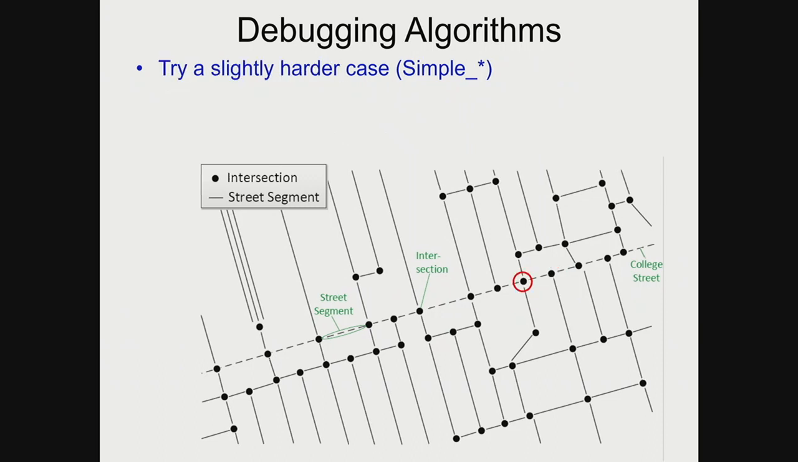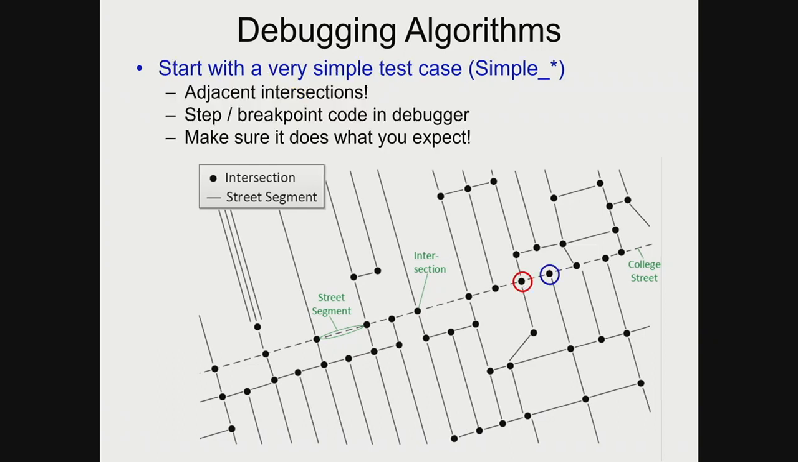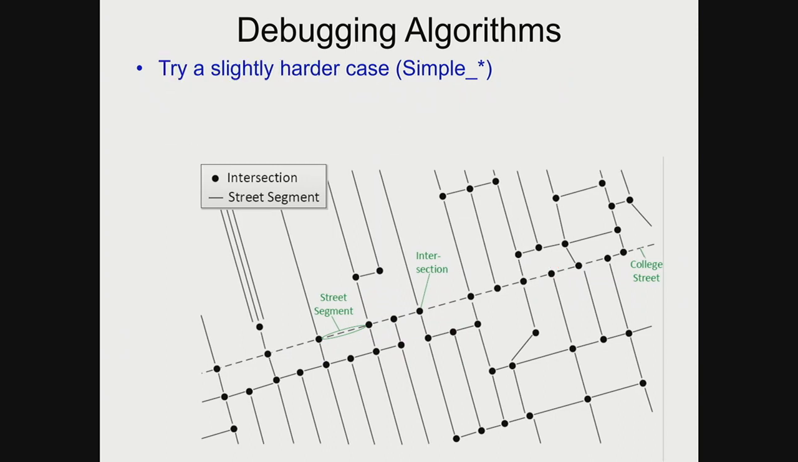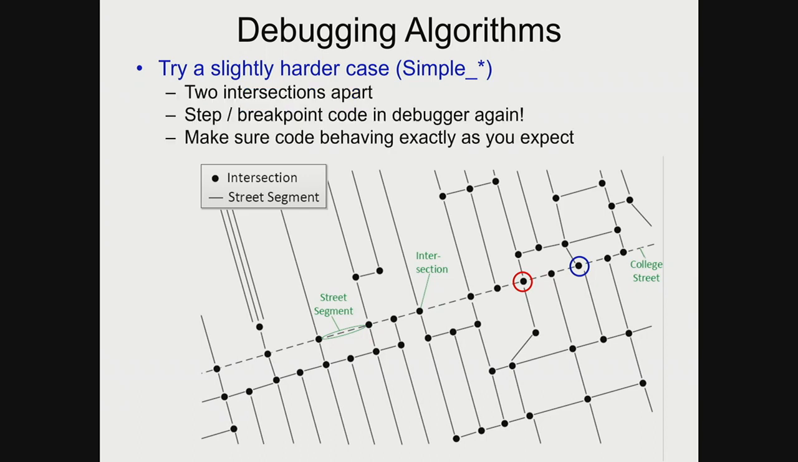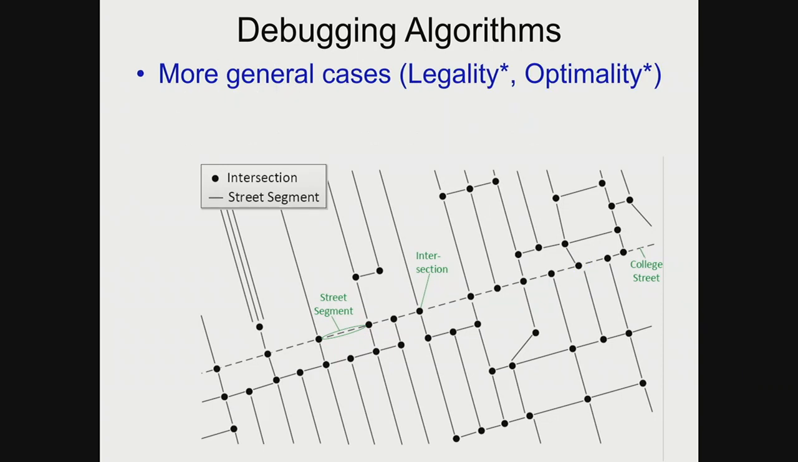Okay, so you try a slightly harder case. Some of the cases in simple are just, as I showed here, intersections that are right beside each other. If you pass all those, the next set in that same test suite are a little harder. They're like 2 intersections apart. So see if that works. Okay? And then we get into the more general ones that I told you about, where you can go all the way across the city.